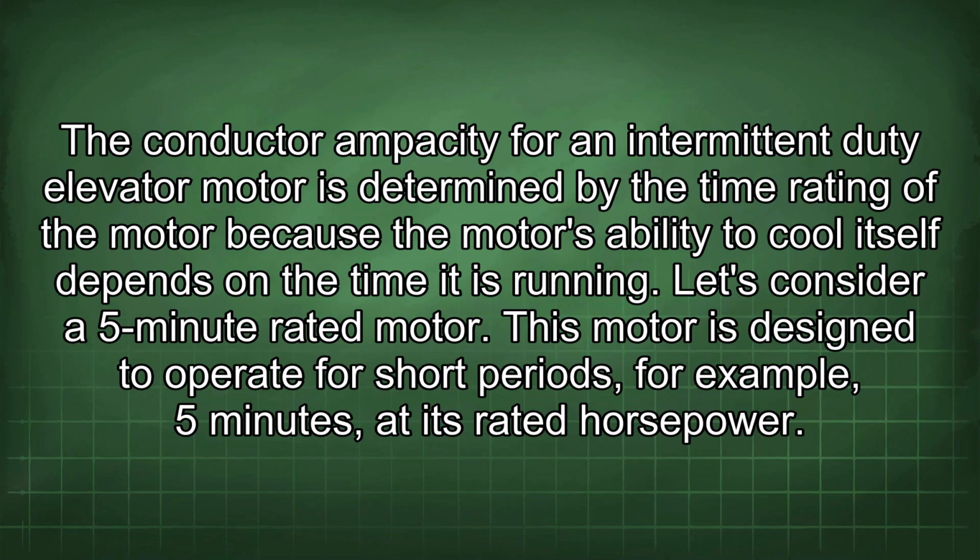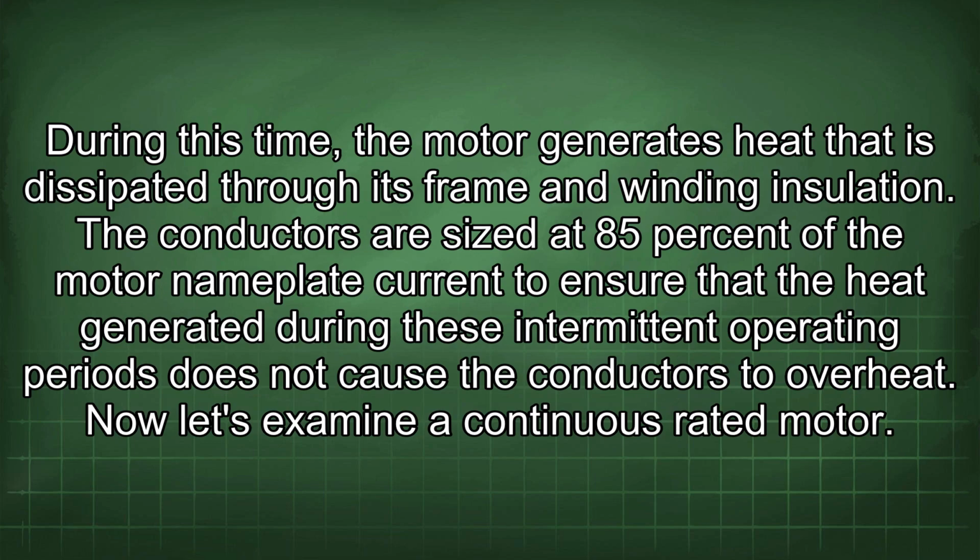Conductor ampacity for an intermittent duty elevator motor is determined by the time rating of the motor, because the motor's ability to cool itself depends on the time it is running. Let's consider a 5-minute rated motor. This motor is designed to operate for short periods, for example 5 minutes, at its rated horsepower. During this time, the motor generates heat that is dissipated through its frame and winding insulation.